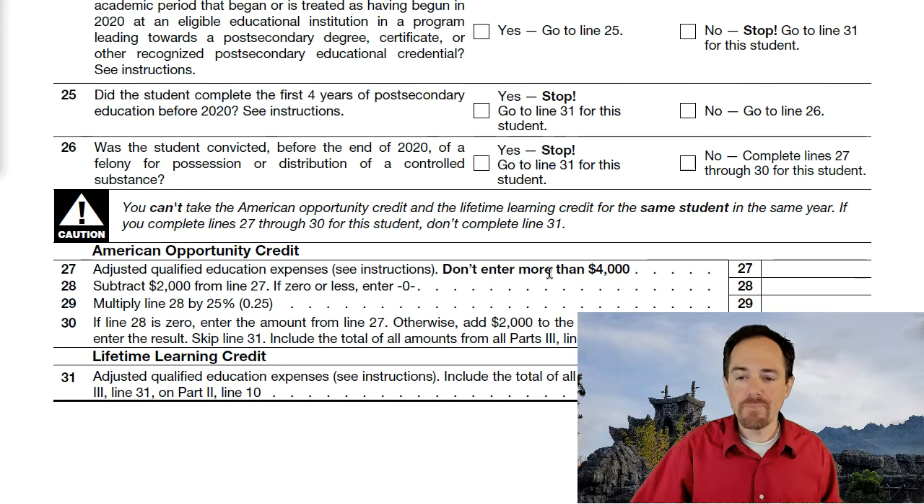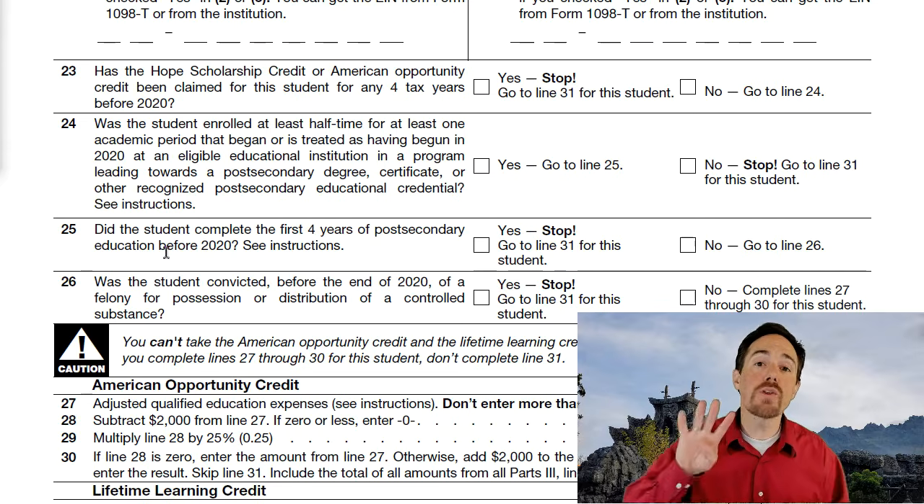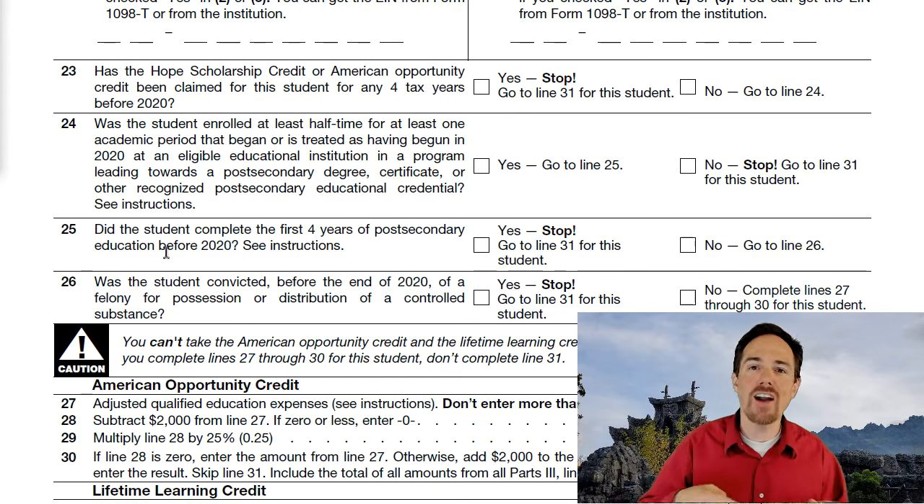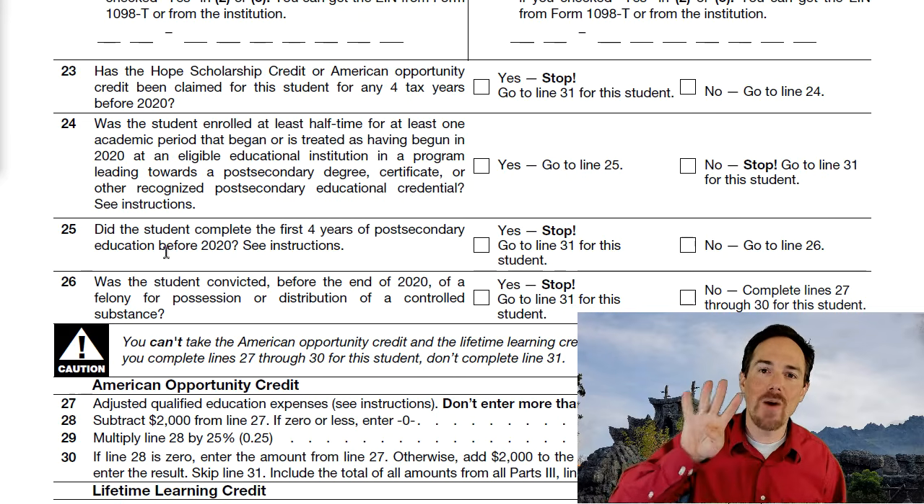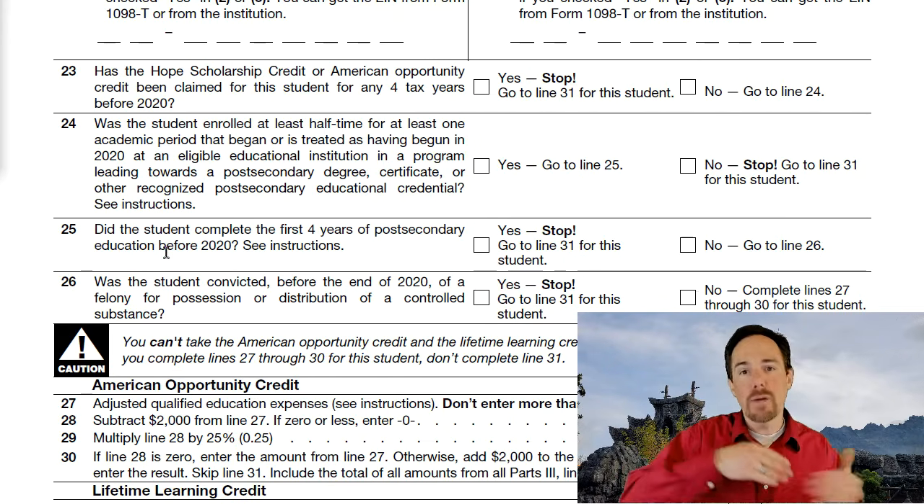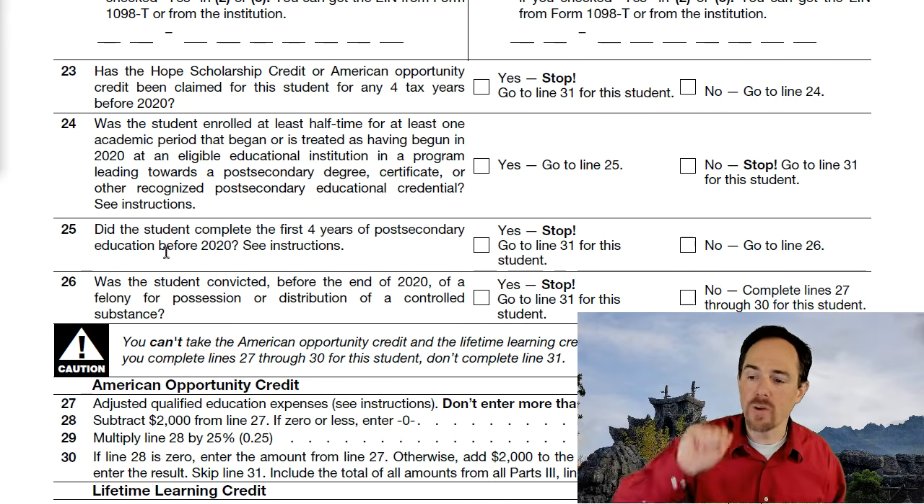And by the way, I want to point out that you are allowed to claim this American Opportunity Tax Credit even if you graduated with your 4-year degree during the tax year, as long as you had not finished your 4-year credential or your 4-year certificate or your 4-year degree before the tax year started. If you graduated in the middle of the year, you can still claim this credit. Once again, you can't claim it more than 4 times though.